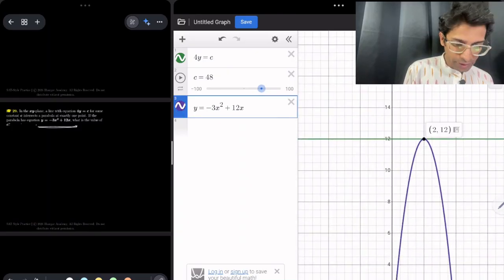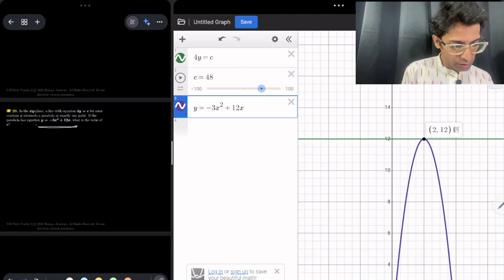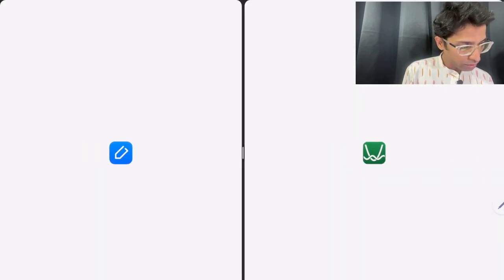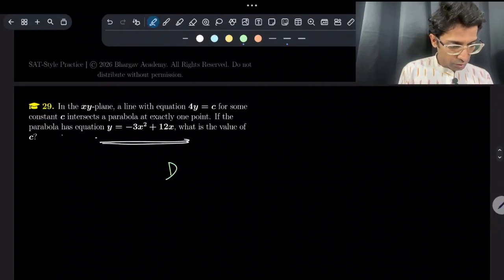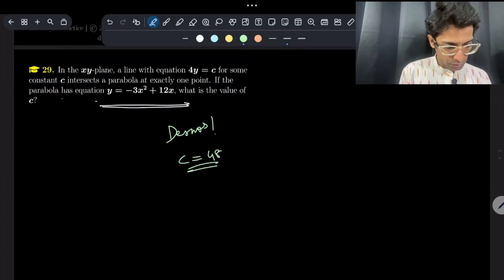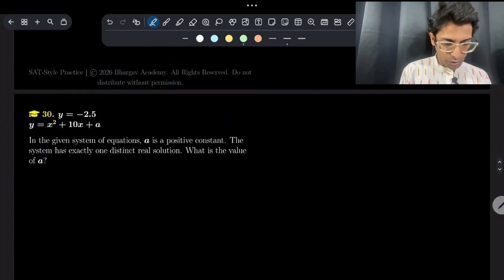Yes, this is exactly at 1 point they're meeting. So what is the value of c? C comes out to be 48, right? Yes, c comes out to be 48. So that's the answer. So Desmos is again awesome. C equal to 48 is our answer. Done. Let's go to the last problem.